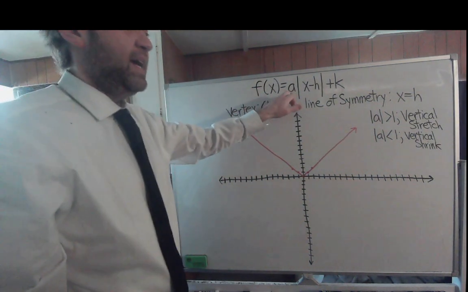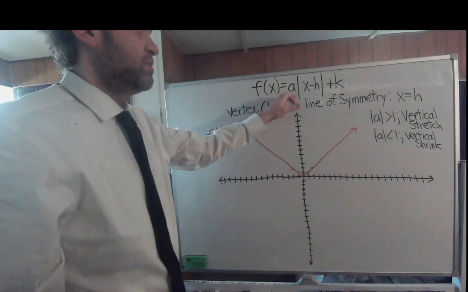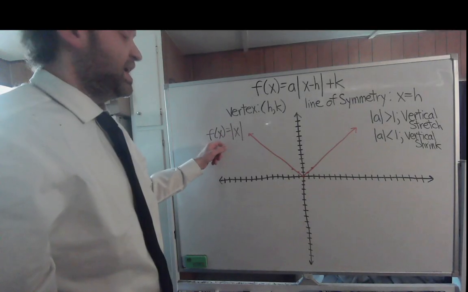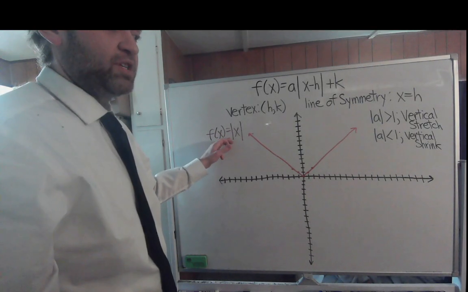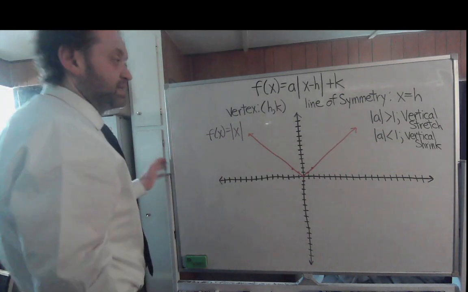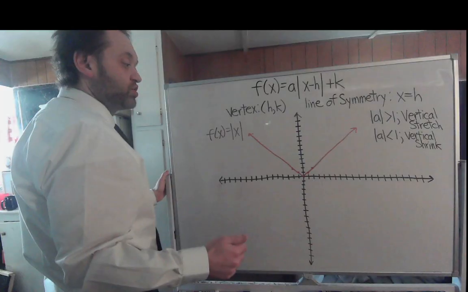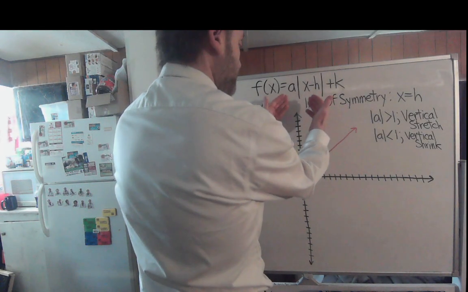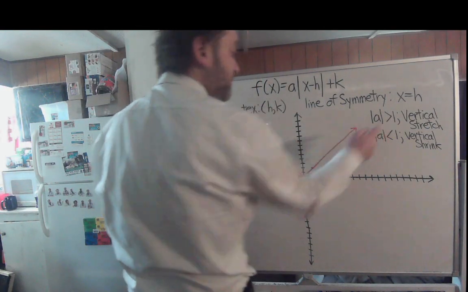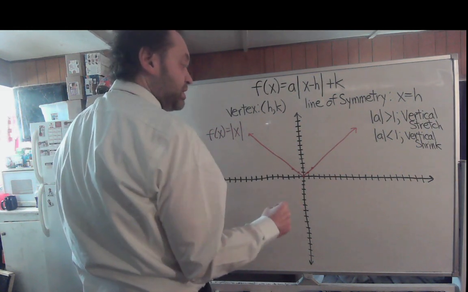Now, what is that a? That a is some coefficient on the outside of the absolute value function. So let's say I had f of x equals 2 times the absolute value of x. Well, since my a is greater than 1, it's going to vertically stretch it. It'll stretch it up more vertically, which will shrink it horizontally. So if my coefficient is greater than 1, it stretches it vertically, which also shrinks it horizontally.